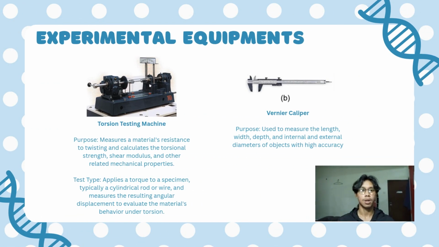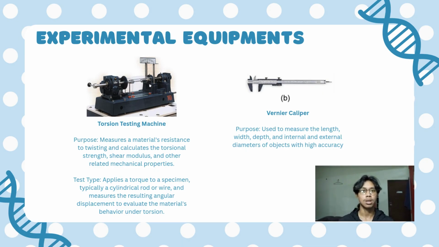Next for experimental equipment. We have 3 equipment that we use. For the first, torsion testing machine. The purpose is to measure a material's resistance to twisting and calculate the torsional strength, shear modulus, and other related mechanical properties. For the test type, it applies a torque to a specimen, typically a cylindrical rod or wire, and measures the resulting angular displacement to evaluate the material's behavior under torsion.